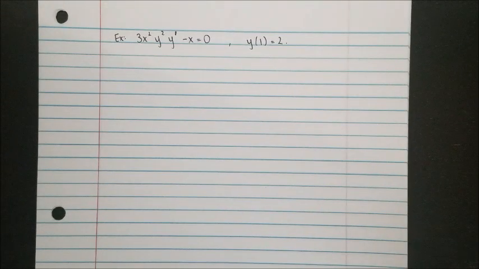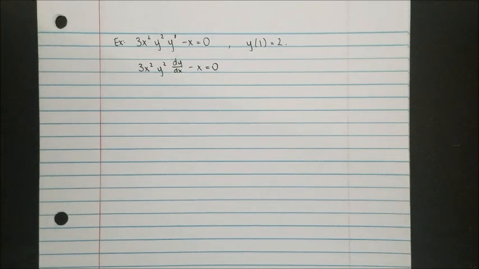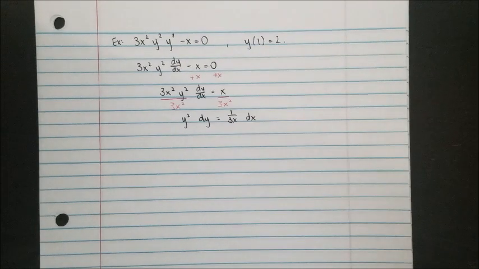Okay, let's do another example. So this time I've got 3x squared y prime minus x equals 0. And they've given us the initial condition that y of 1 equals 2. So first I'm going to separate my variables and rewrite my y prime as dy dx.